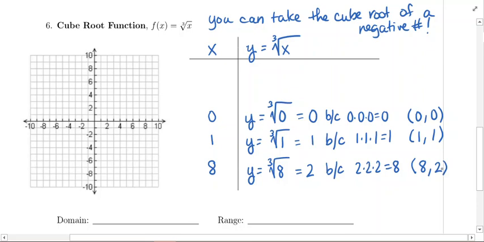All right. Now, the thing is, obviously we picked x equals 0, and then we picked x equals 1 and x equals 8.